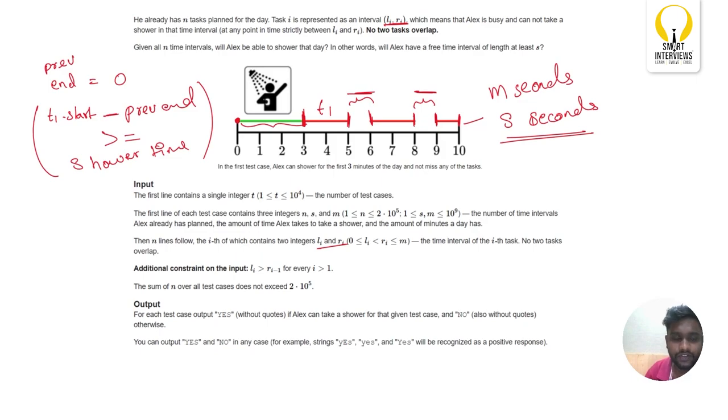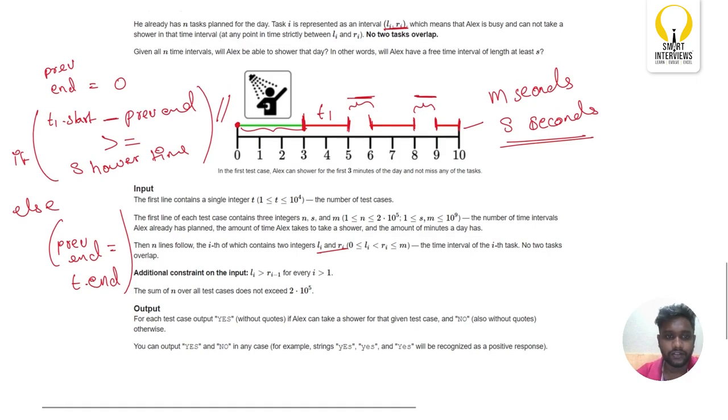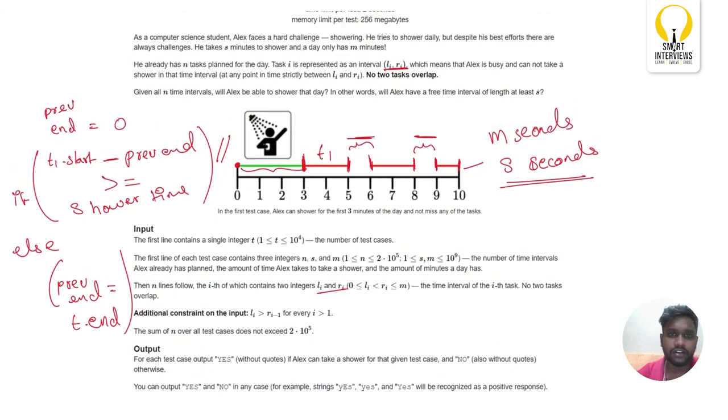If that is not the case, we'll just update the previous end. The else part would be: previous task end will be equal to task dot end time. So this is going to be the logic. At any time, if he is able to shower, we simply say that he can shower, and we can print yes from there. Okay, so this is the logic for the question. Let's continue with the code for this.